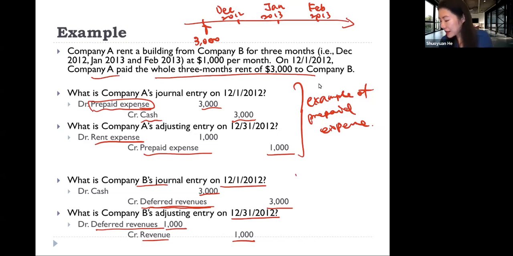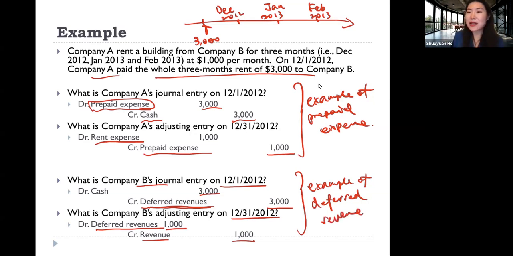So this is an example of deferred revenue, which is another kind of prepayment. Because for company B, the cash flow also happened before the economic event. But different from company A, in company B's situation, that is a cash inflow. So that's an example of deferred revenue.